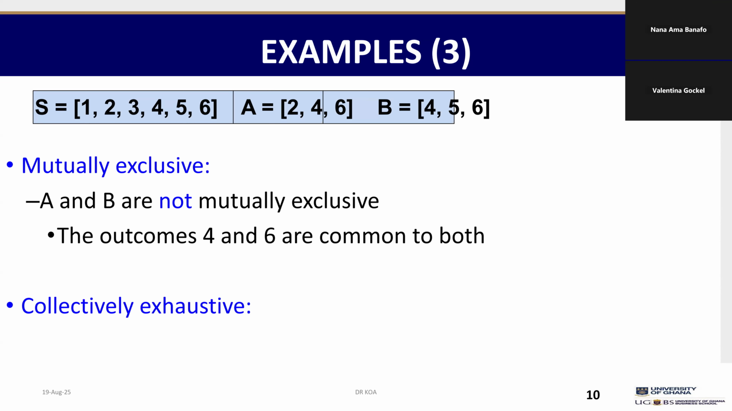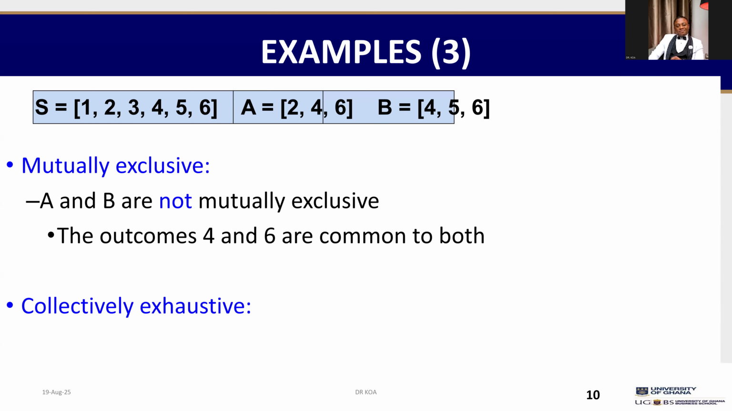Nanama: No, they are not. Why? This is because when you add both A and B, there are still numbers that are part of the universal set that are not part of A and B. Exactly. So both of them combined are not enough to match the universal set. That's what we mean by collectively exhaustive. So when I give you two events and ask, are they mutually exclusive or not, are they joint or not, are they collectively exhaustive or not, you should be able to explain why and why not.